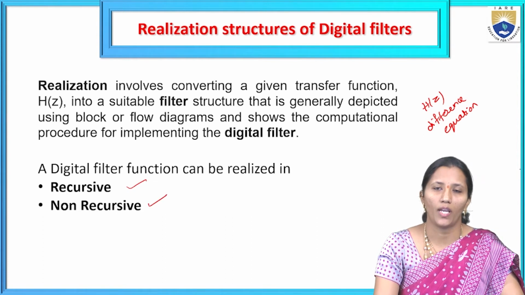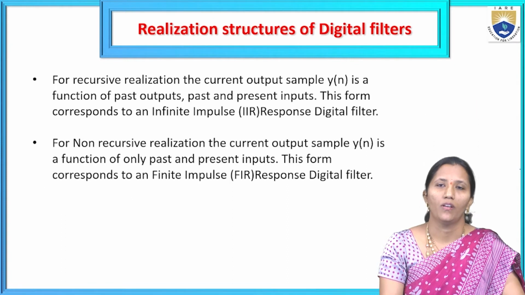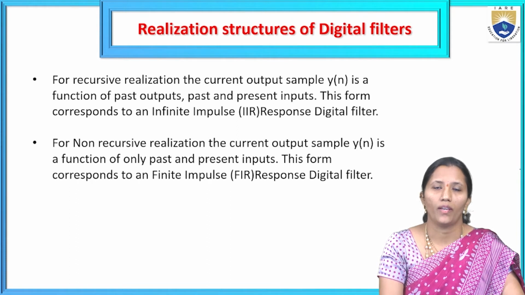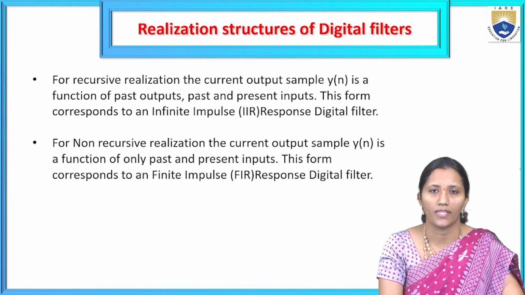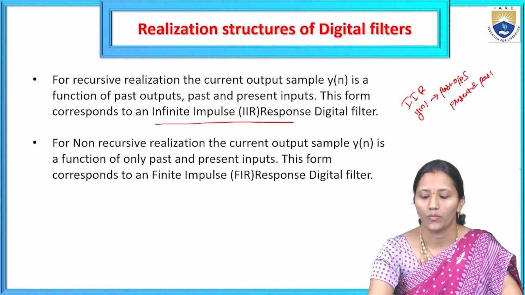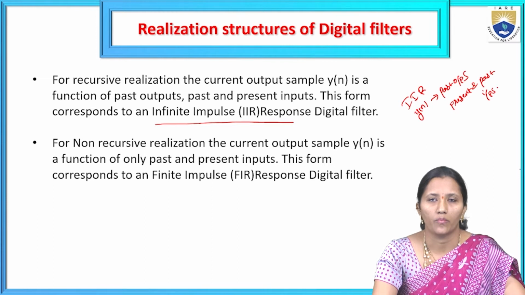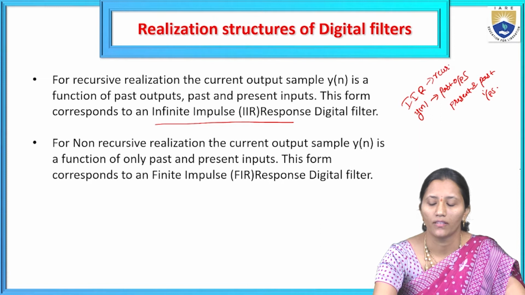The digital filter function can be realized in the recursive or non-recursive type. The digital filters are of two types: IIR filters and FIR filters, that is infinite impulse response filter and finite impulse response filter. For recursive realization, the current output y(n) is a function of past outputs as well as past and present inputs. So this corresponds to an infinite impulse response digital filter. This IIR filter is also called the recursive filter.